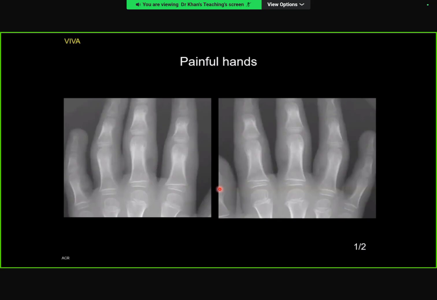Excellent. I'll take over. Well done. So if you can see here, periosteal reaction, periosteal reaction, periosteal reaction. What can be the cause? Over to you, candidate 2.